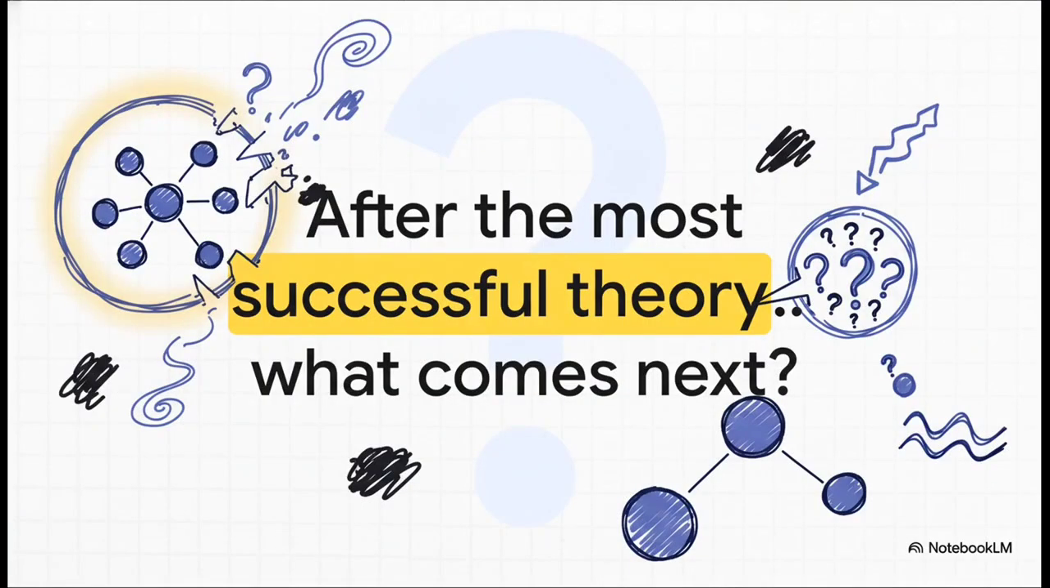The Standard Model is, without a doubt, one of humanity's greatest intellectual achievements. It gave us this breathtakingly accurate map of the known world of particles. But it also showed us the edge of that map, where the mysteries begin. And so, the biggest question in all of physics right now is a simple one. After the most successful theory in the history of science, what comes next?